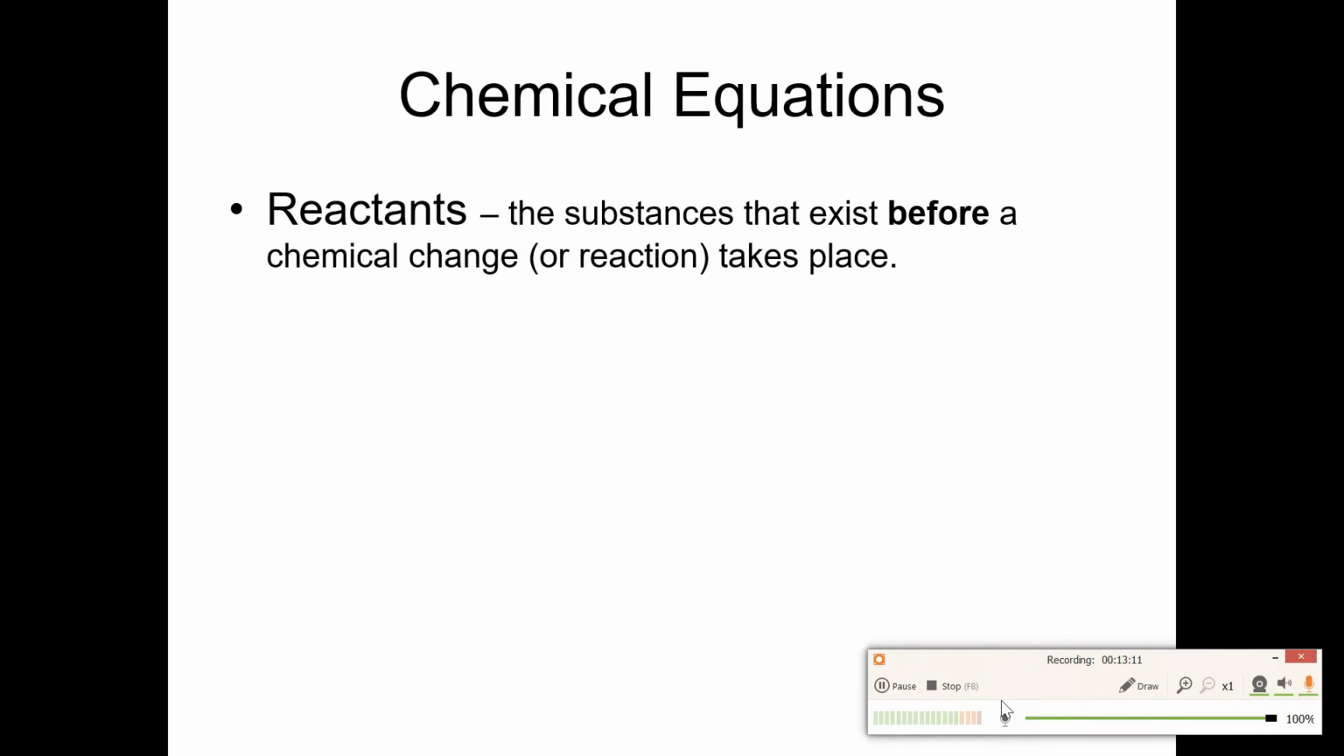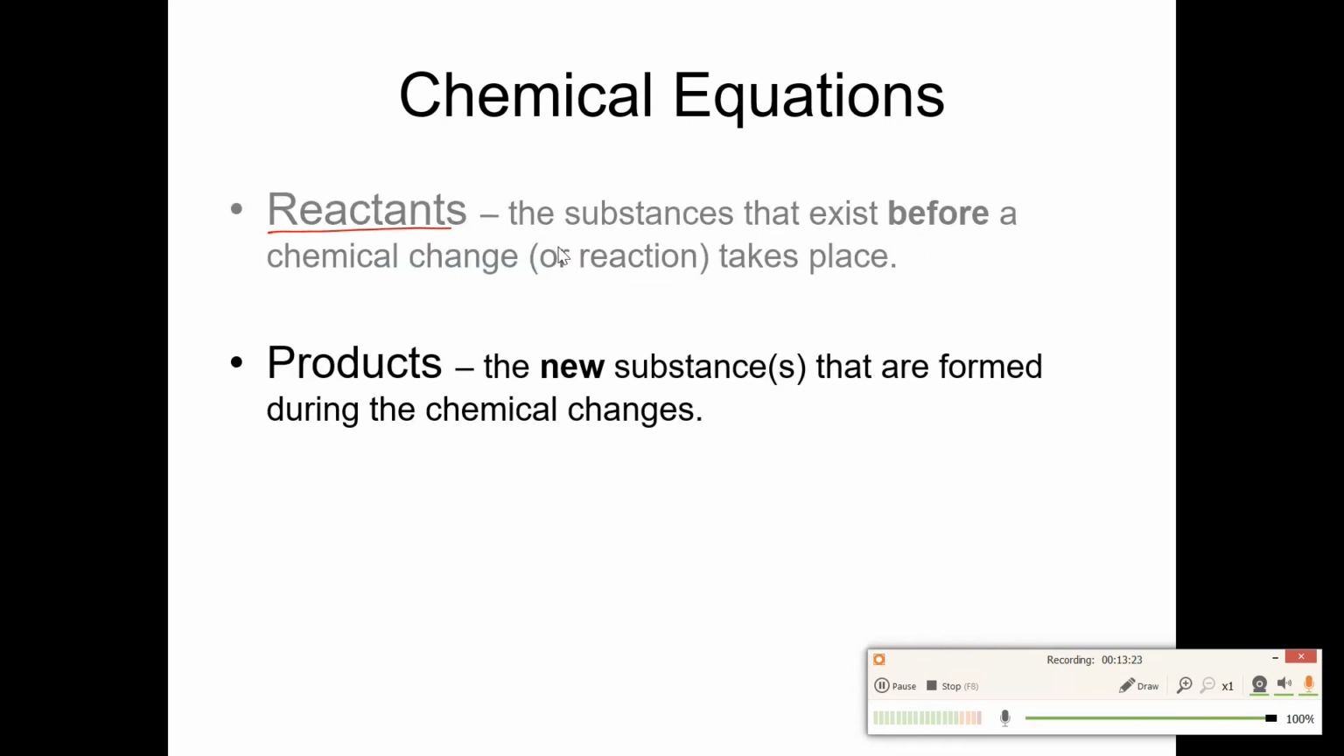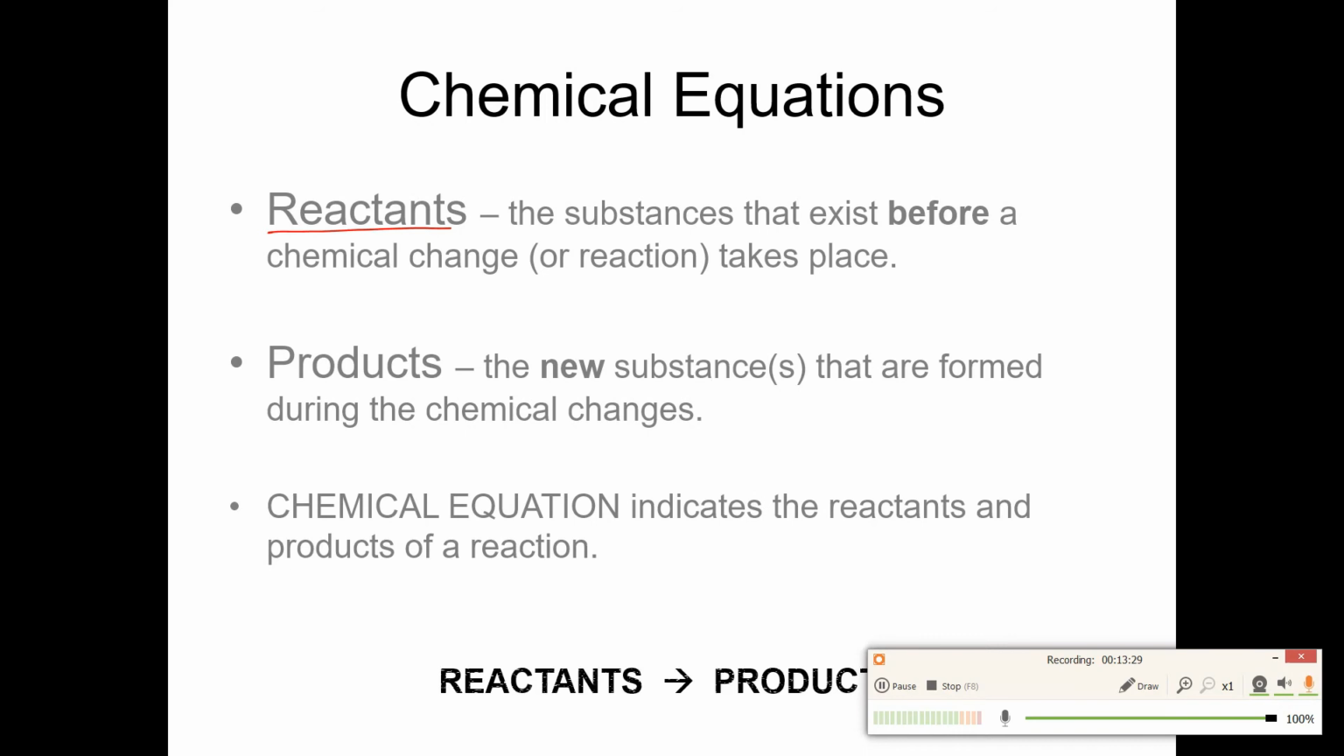In a chemical equation, the reactants are the most important components. These are the substances that exist before a chemical change has taken place. Products are the new substances that are formed during the chemical change, and a chemical equation indicates the reactants and products of a reaction. So whenever a reaction is going on, reactants give rise to the products, and the products are not the same as the reactants.